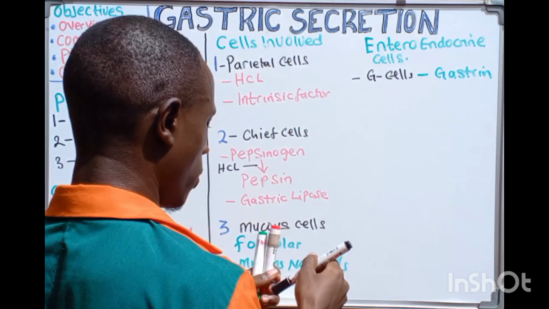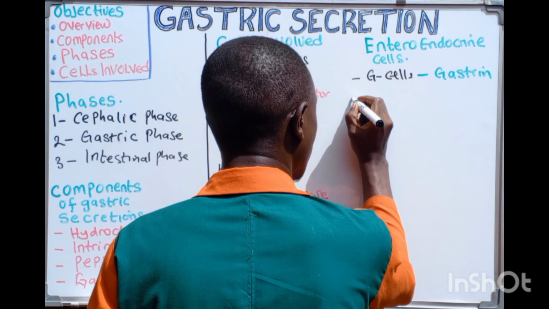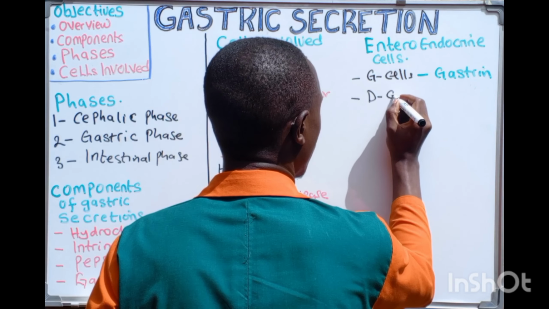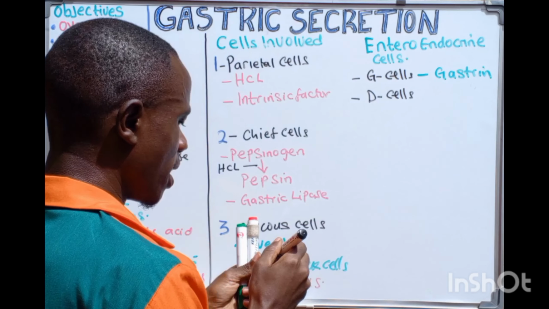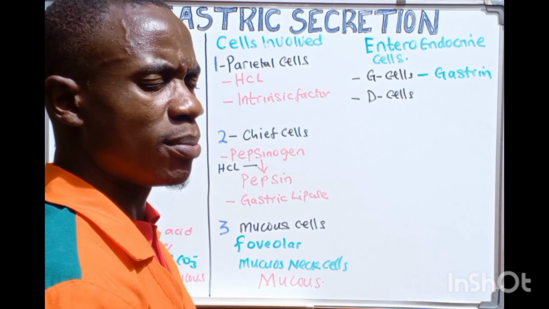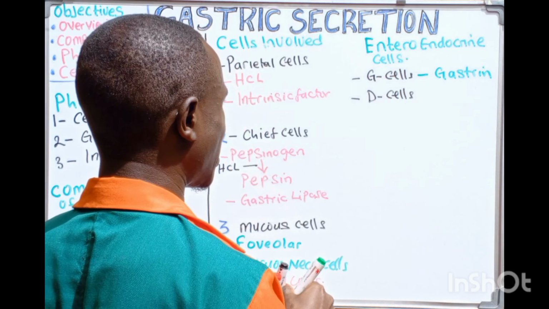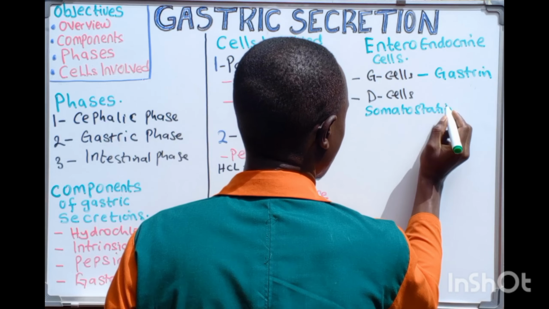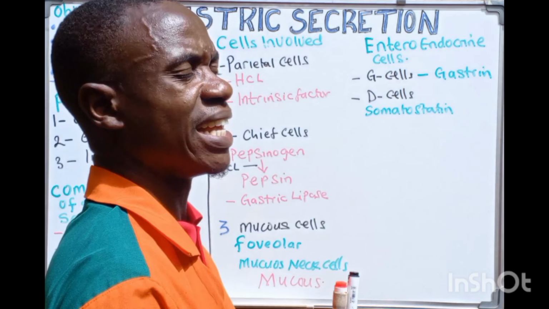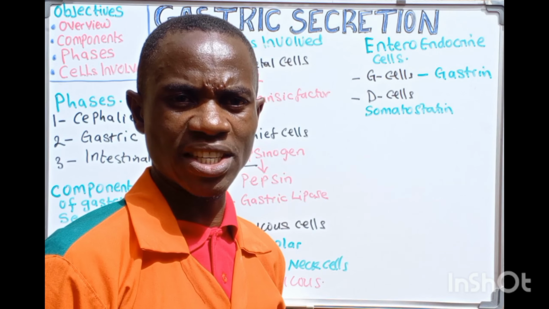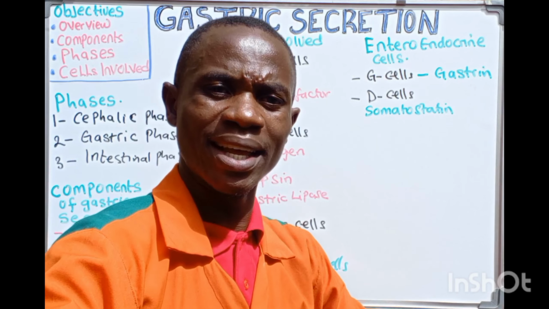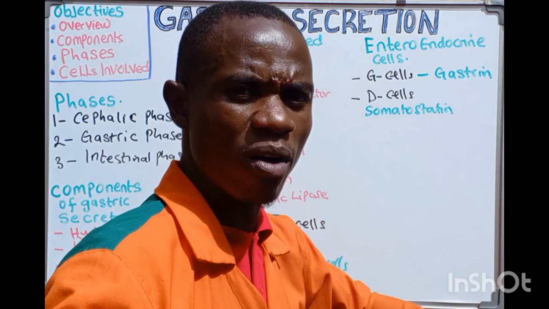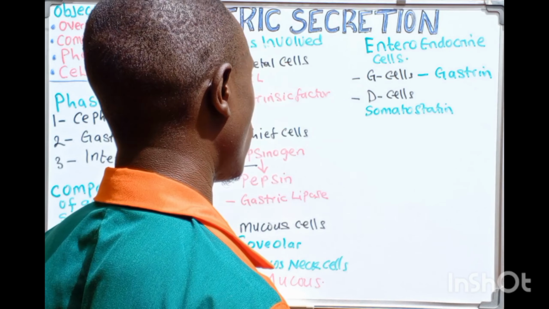Super important. Another kind of cell under the enteroendocrine cells is the D cells. These D cells produce a molecule called somatostatin. This somatostatin can inhibit the G cells from producing gastrin, and by doing that, it regulates the production of hydrochloric acid. So somatostatin is a powerful inhibitor of the production of hydrochloric acid.